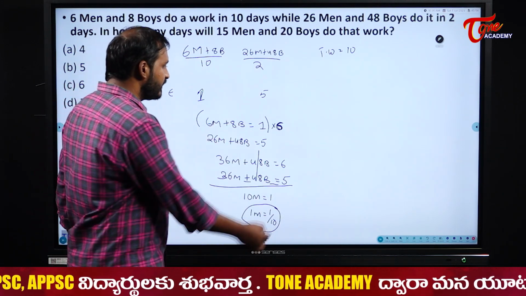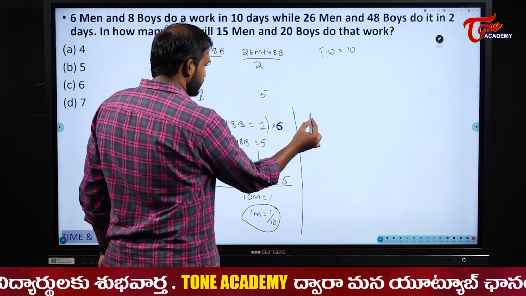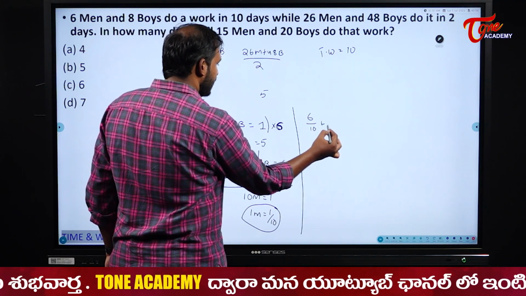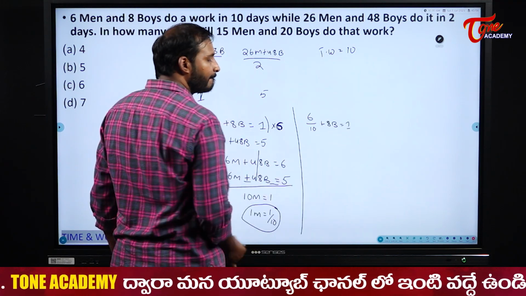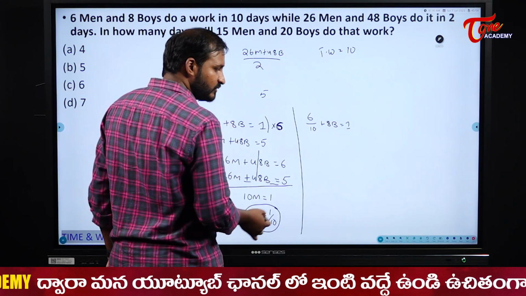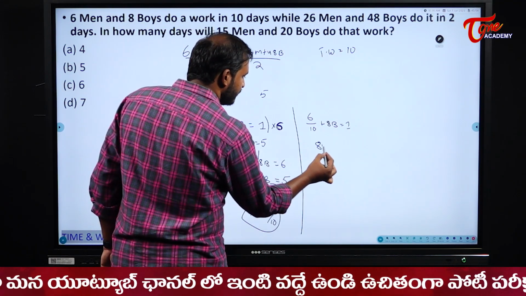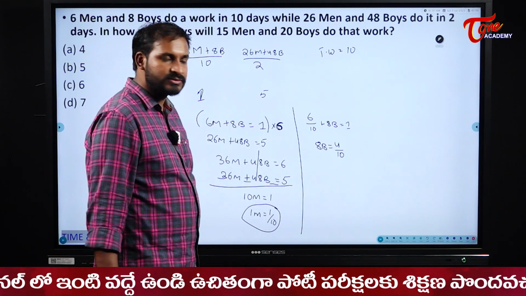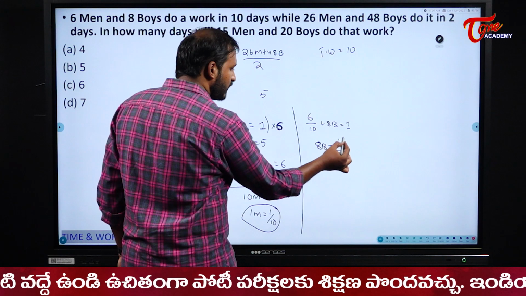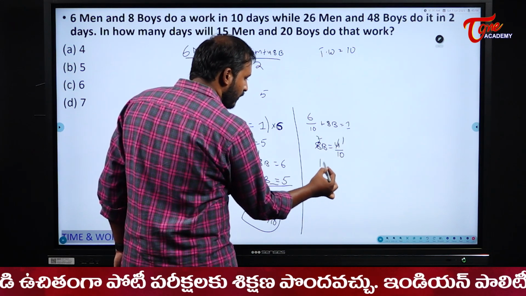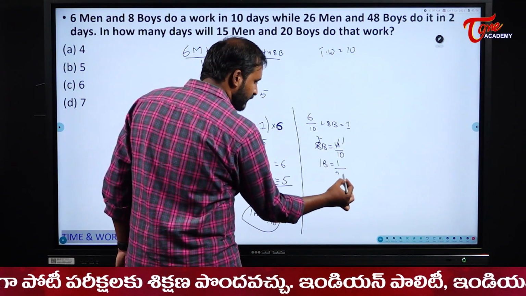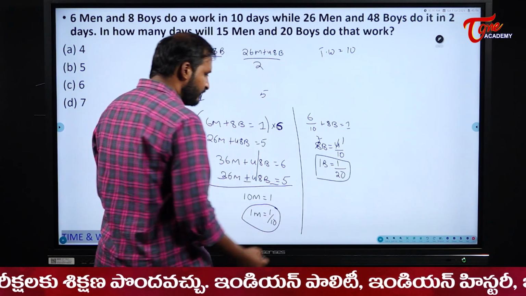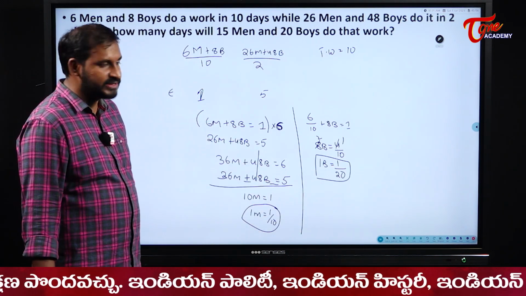If I substitute it in the first one, what I will get here? 6 by 10 plus 8b is equal to 1. Okay, when I send this to the outside, it will become what? 8b is equal to 4 by 10. Why? Because 1 minus 6 by 10, it becomes what? 4 by 10. Now next, 4 1s, so 4 2s. So one boy's efficiency will become what? 1 by 20. One man's efficiency is 1 by 10, one boy's efficiency is 1 by 20.